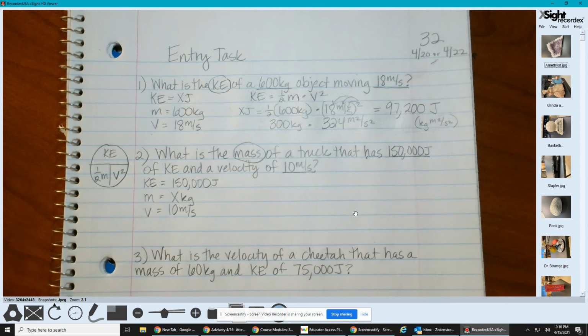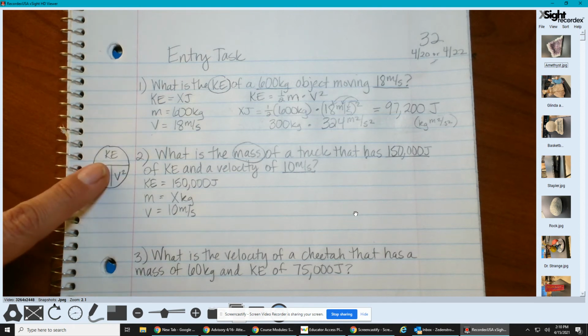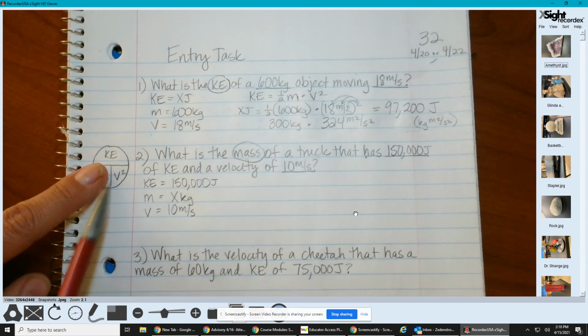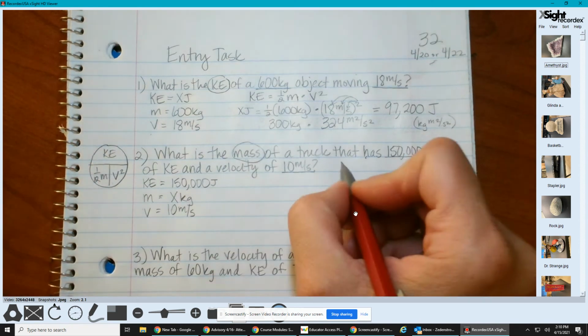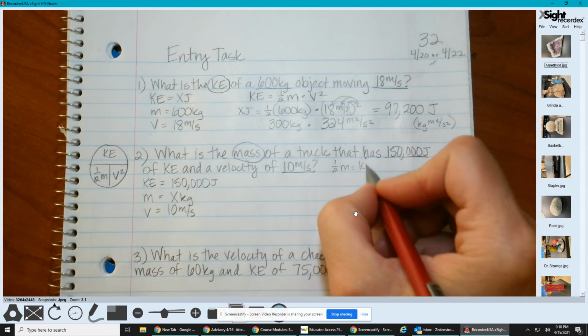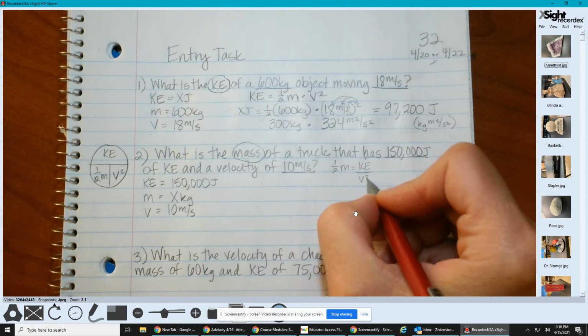All right, all my information's there. Now I need to find the equation I'm going to use. So if I'm looking for mass, I have to cover up the 1/2 mass in my circle. I'm not going to get rid of the half in velocity yet. I'll get rid of it after. So that gives me KE on top and velocity squared on bottom. So I know that 1/2 mass equals KE on top, velocity squared on bottom.